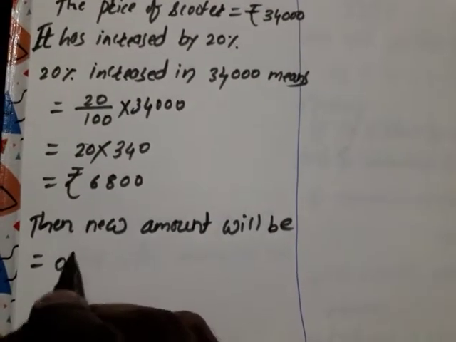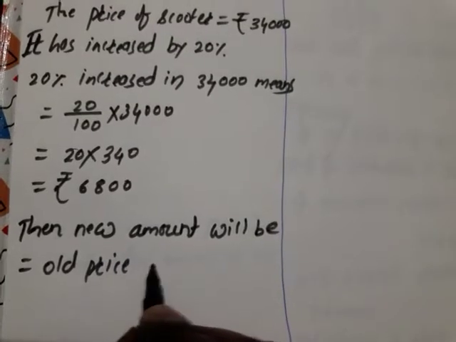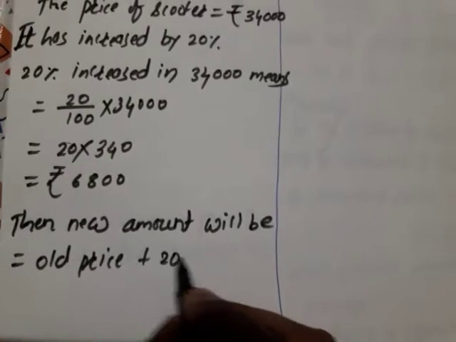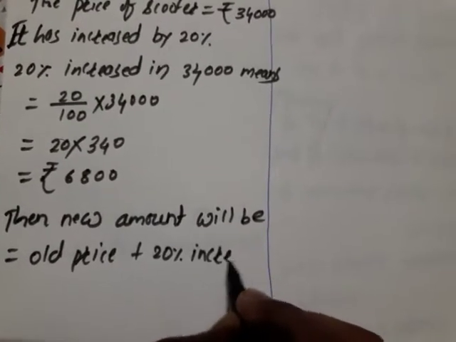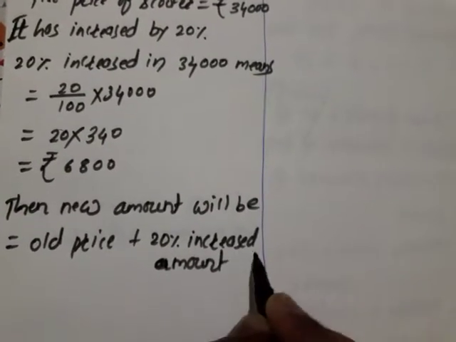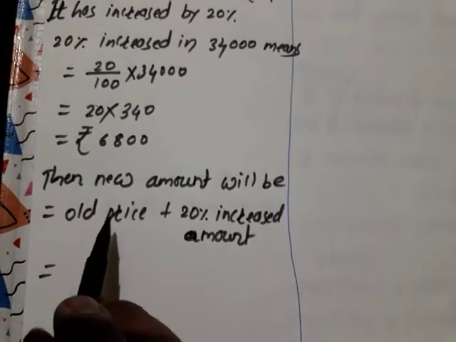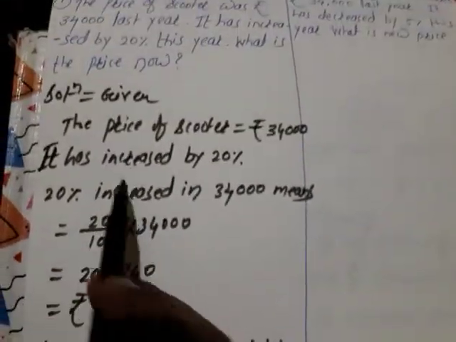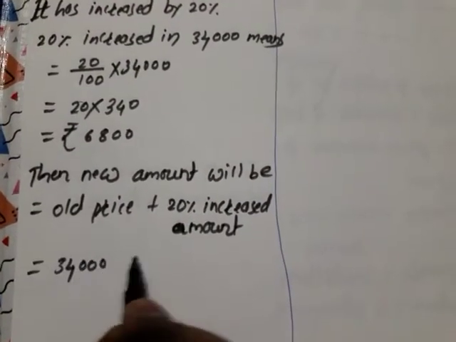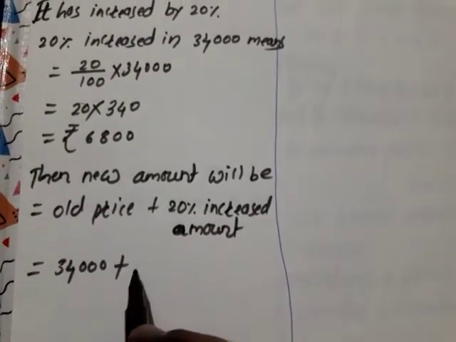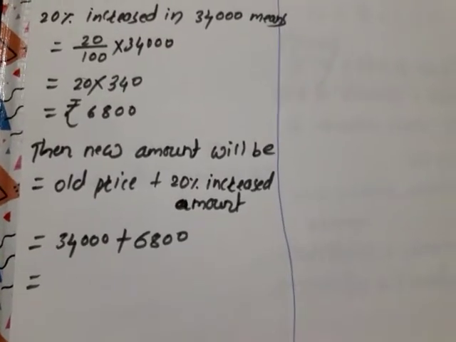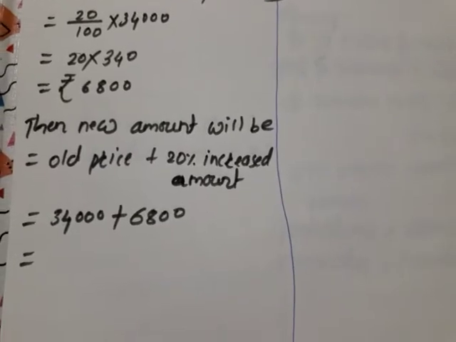Old price plus increased amount, and 20% increased amount, you can say it like that also. 20% increased amount. Put values, what are we going to get? See, old price, what is the old price? Given here, we have written 34,000, plus the 20% increased amount 6,800. Add it, what are we going to get? See, when we add it, we will get here 40,800.